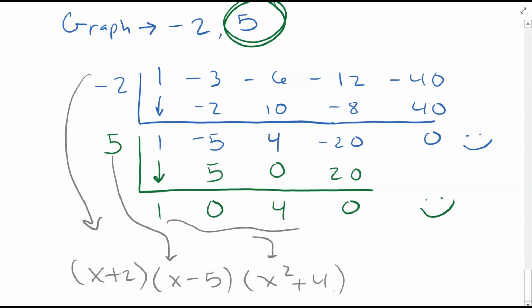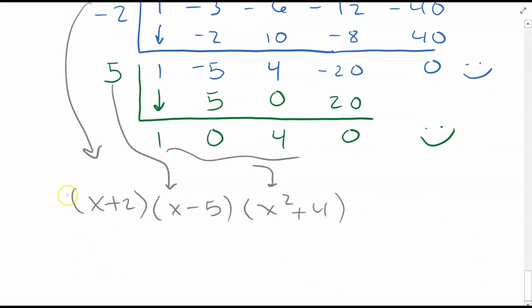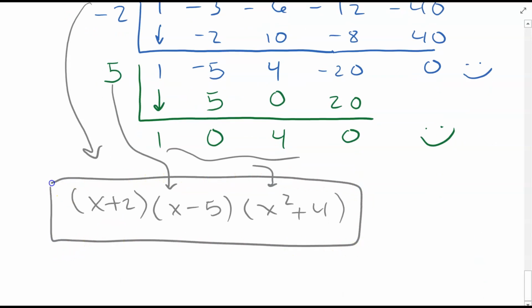Can I factor x squared plus 4 anymore? What do you guys think? No, why not? Good, it's not a difference of two squares, it's a sum of two squares, so there's no factoring to do on that. So if I was being asked to factor, I'm done. This thing is factored completely. That's not so bad, right? When you know what to choose, the factoring goes pretty well, right?